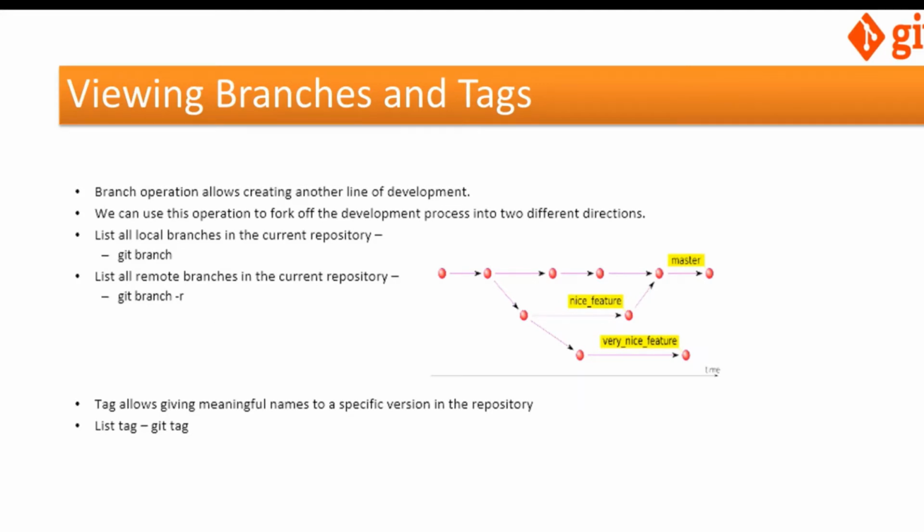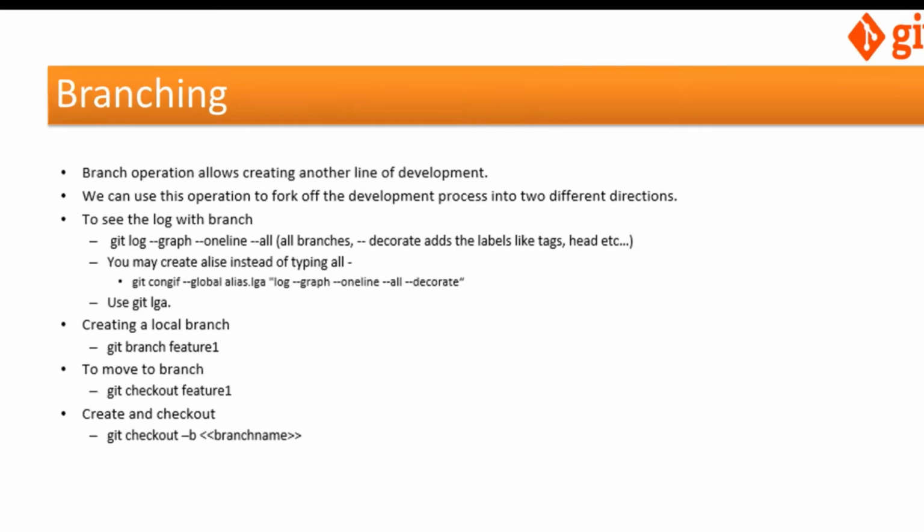So git tag, git branch -r, and git branch will be used respectively. After that, we have branching: git log --graph --oneline. We can see all of that in detail, in a graphical way. Yeah, git branch features one.